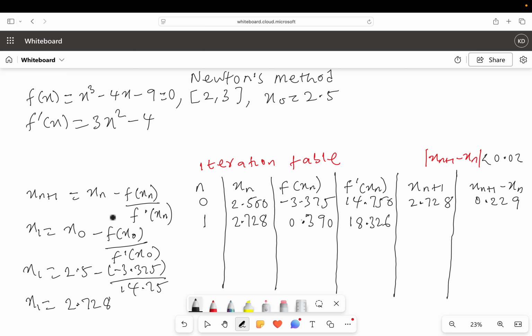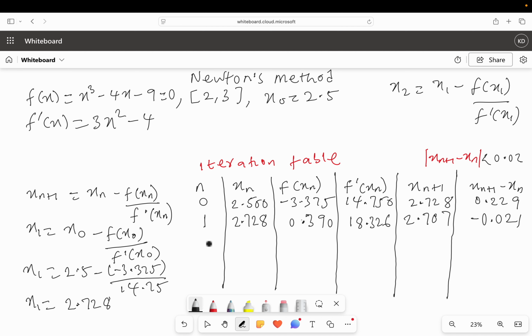So now I will have S2 will just be S1 minus f of S1 over f prime of S1. So I have the values from here. If I substitute them, my S2 will be 2.707. So I have to test my accuracy level, and I will have minus 0.021. That is subtracting this from this. So you can see the magnitude of this value is 0.021, which is still greater than 0.02. So I have not reached my accuracy level.